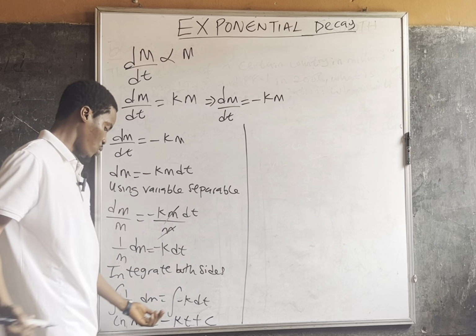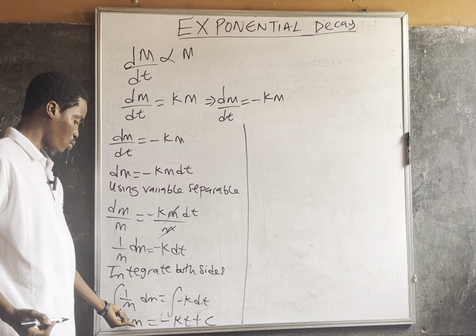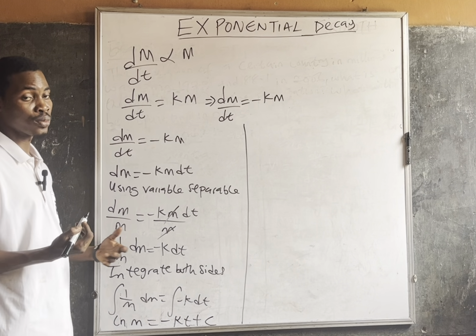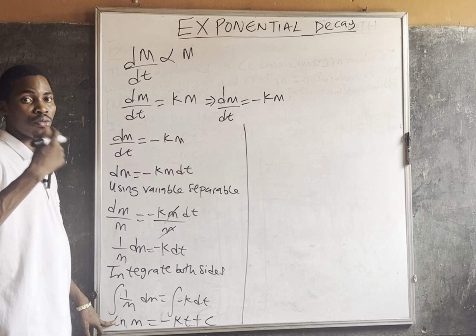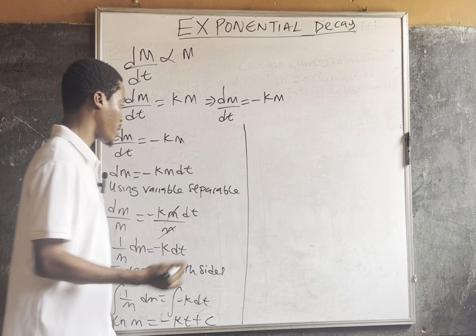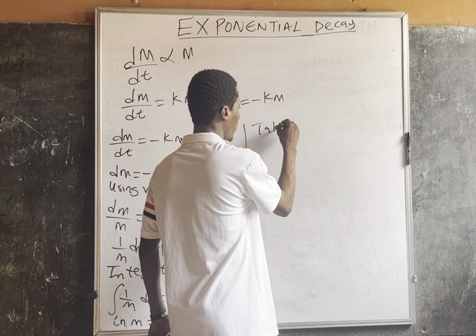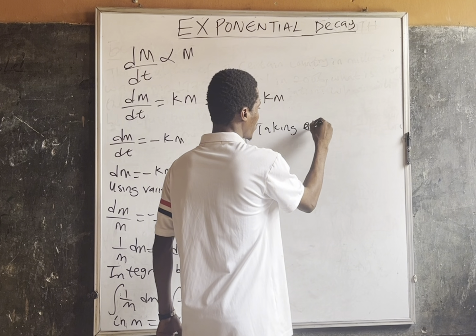Since we have gotten this, we want to make m the subject. We have ln and we want to cancel our ln, so we have to take the exponential of both sides. We have now taken the exponential of both sides.